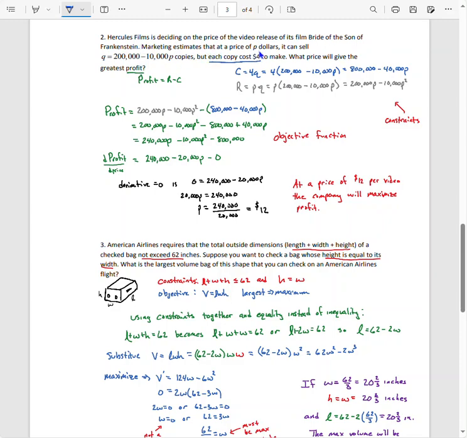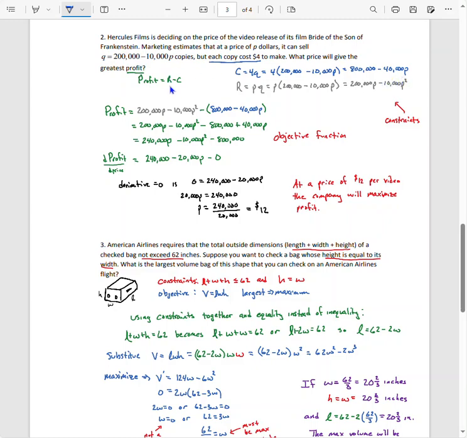Marketing estimates that at a price of P dollars, it can sell Q copies. So Q is the number of copies. Each copy costs $4 to make, so our cost will be $4 multiplied by the quantity of copies. So that's 4 times 200,000 minus 10,000 P, which is 800,000 minus 40,000 P.